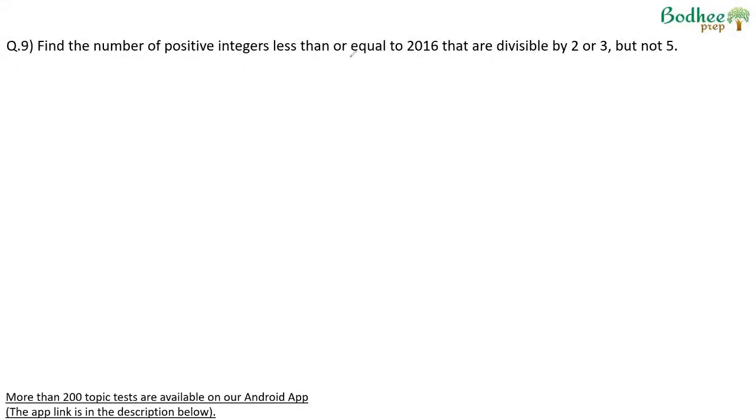Find the number of positive integers less than or equal to 2016 that are divisible by 2 or 3 but are not 5. So when we check for 2, the first number divisible by 2 will be 2 into 1, which is 2. The last number divisible by 2 will be 2 into 1008, which is 2016. Now from here we'll take out multiples of 5. So the first number will be 2 into 5, then 2 into 10 and so on. The last multiple of 5 before this is 2 into 1005. So what I'm saying is total numbers were 1008, and from these multiples of 5 are 1005 by 5, which is 201. So 807 multiples of 2, which do not include 5.